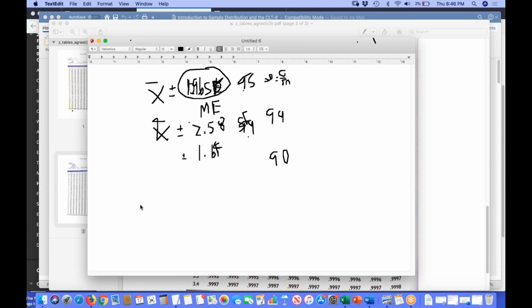Now, just very quickly, we can also do this with proportions. If I told you that we took a survey of people who eat a lot of cereal, and we asked them, do you prefer bananas to other fruit on your cereal? How many of you eat bananas with your cereal?